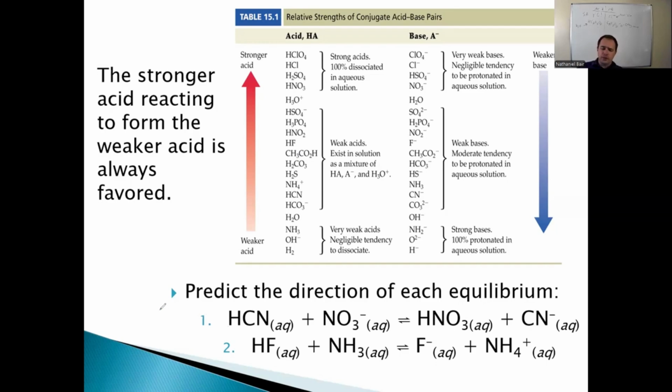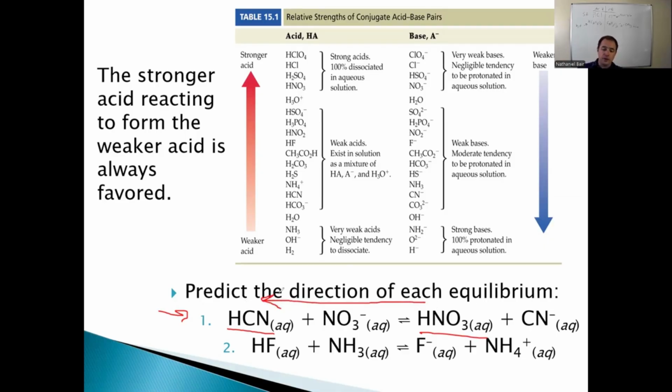We're going to try to predict for this first reaction which side the equilibrium is going to lie on. Now, if we look on the left, we have HCN, a weak acid. If we look on the right, we have HNO3, which is one of our 6 strong acids. HNO3 is going to want to dissociate more than HCN. So this reaction is going to go this way, from right to left.